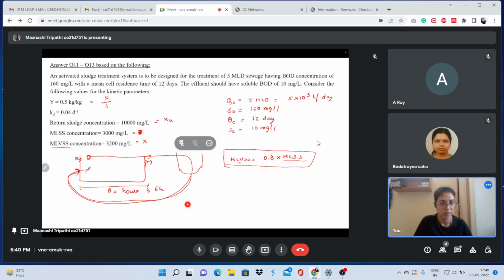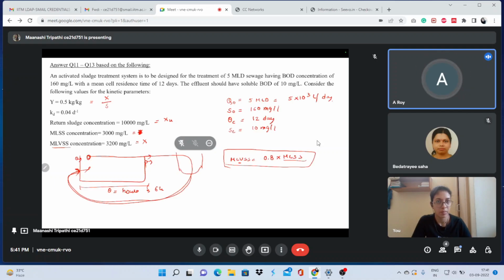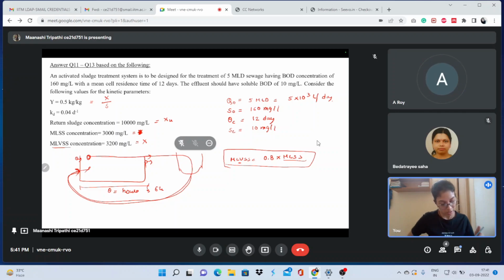Okay, we'll see the question now. So the reactor volume required in meter cube is? Sorry, ma'am, I have just one doubt. If you can go back to the previous slide. MLVSS is 0.8 into MLSS. Yeah, sorry, we have some mistake in the question. We'll be using MLVSS now. So I'll rectify this when I upload the lecture. Thank you for pointing it out. Because MLSS means fixed as well as volatile, MLVSS plus MLFSS. So that's why MLSS will be greater than MLVSS.